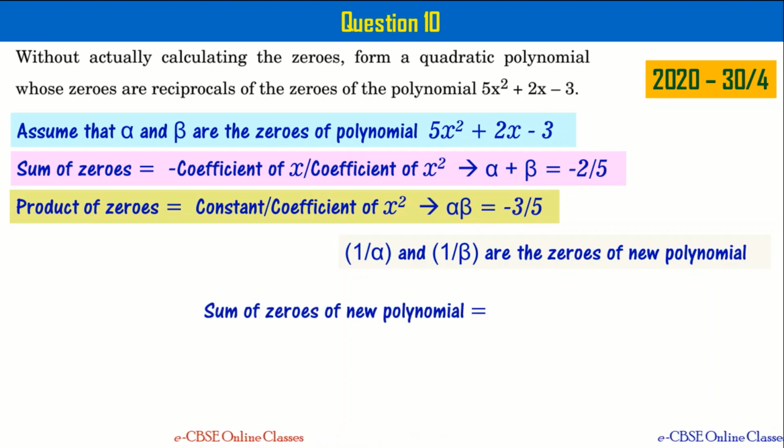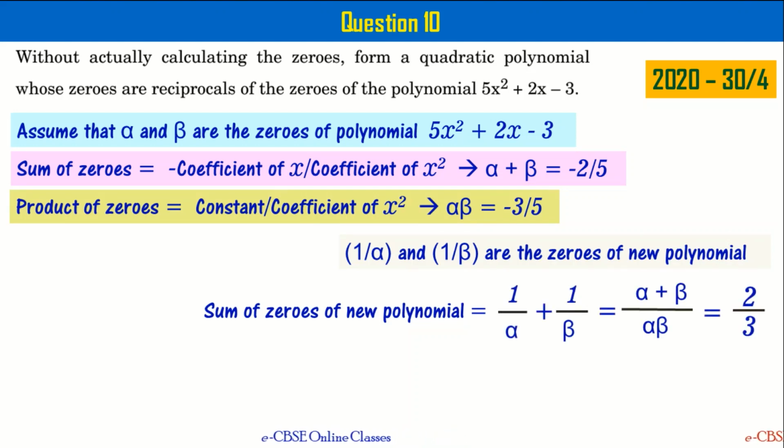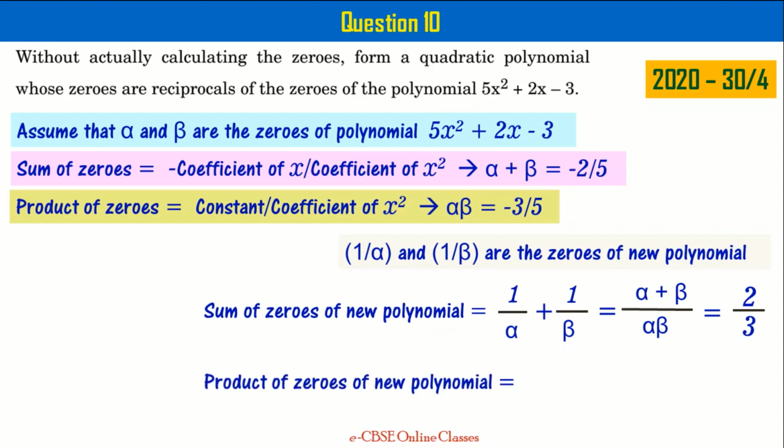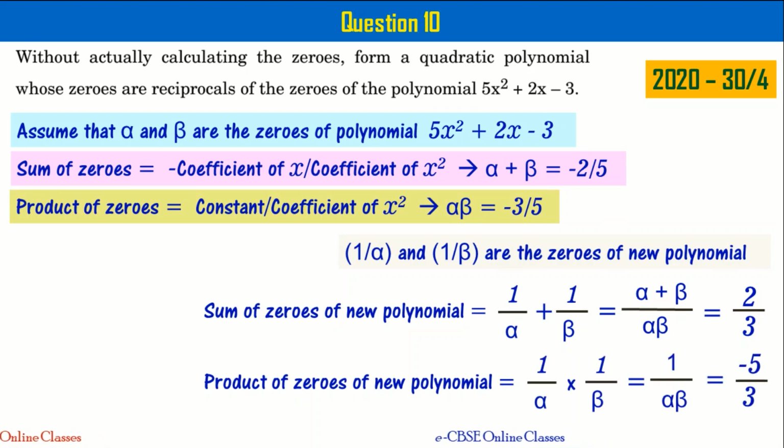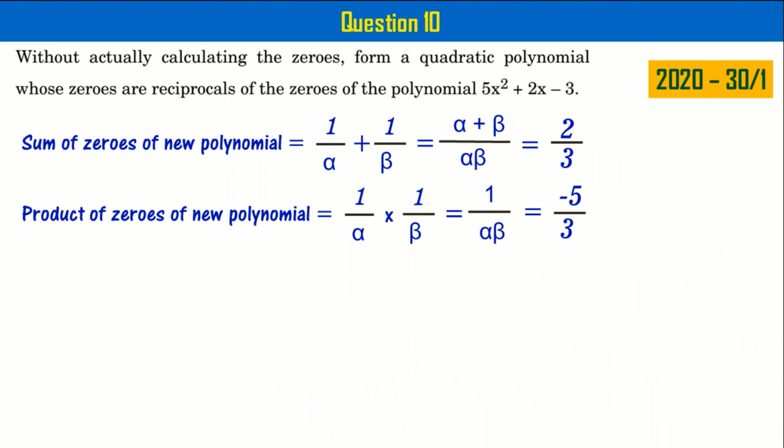sum of zeros of the new polynomial are going to be 1 by alpha plus 1 by beta, that is equal to alpha plus beta divided by alpha beta, right? And substitute the values you have for alpha plus beta and alpha beta and simplify it such that you get sum of zeros equal to 2 by 3. Similarly, product of zeros can be written as 1 by alpha times 1 by beta, that is equal to 1 by alpha beta, right? And alpha beta equal to minus 3 by 5. You substitute that so that you get product of zeros as minus 5 by 3. Let's take a note of that.